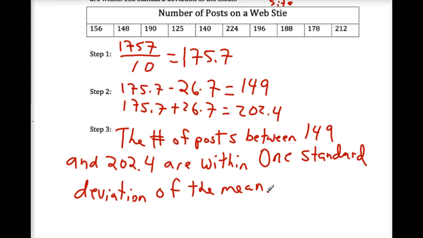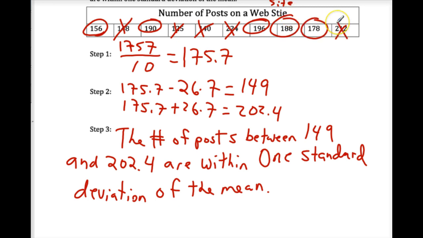How many of those pieces of data are within one standard deviation? Let's see. The first one, yes or no? No. Second one, no, it's not between 149 and 202. Next one, yes. Next one, no. Next one, no. Next one, no. Next one, yes. Next one, yes. Last one, no.